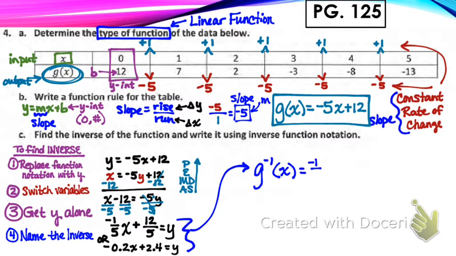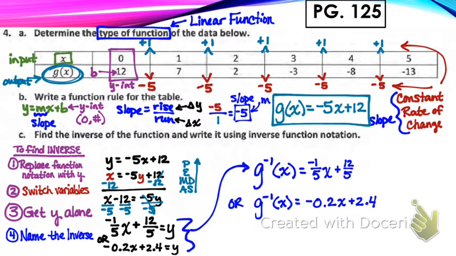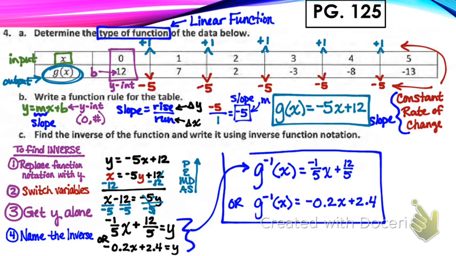So negative 1/5 x plus 12 over 5, or if you wrote that in decimals, you would have G inverse of x. Minus, you don't do the y. Correct, you don't do the y anymore. The function notation takes the place of the y. So I'm okay with either one of these for your inverse function notation.